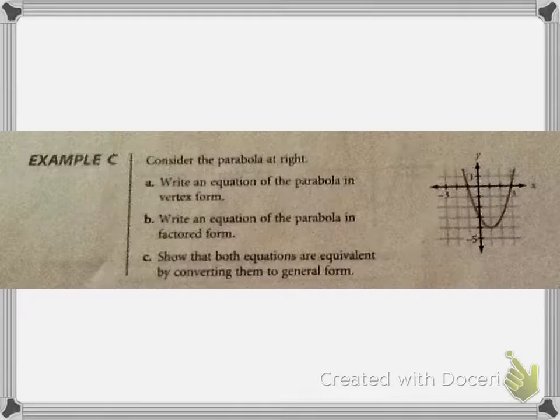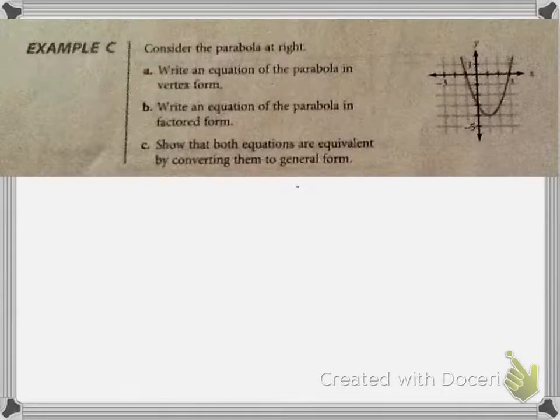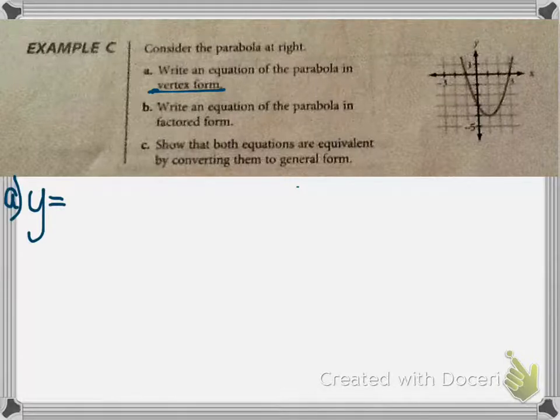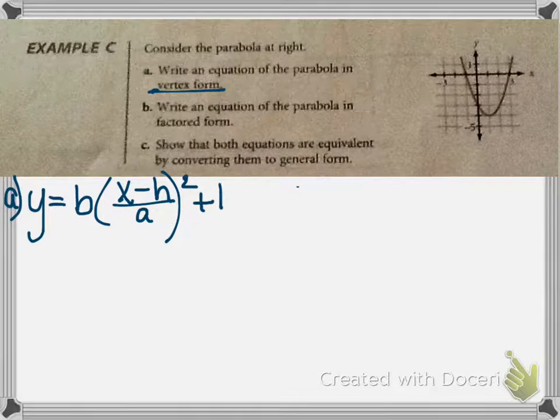Okay. So consider the parabola at the right. Write an equation of the parabola in vertex form. Write an equation of the parabola in factored form, and then show that both equations are equivalent by converting them to general form. So vertex form, remember, is, so this is A, so y equals, we have b times x minus h over a squared plus k.